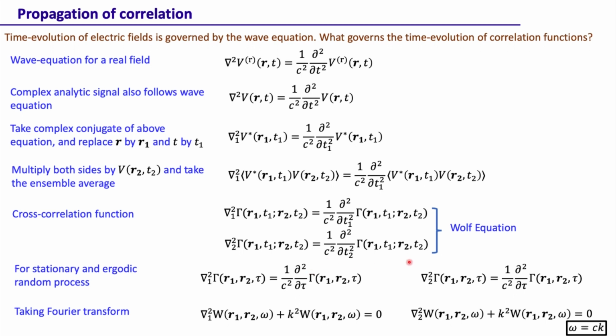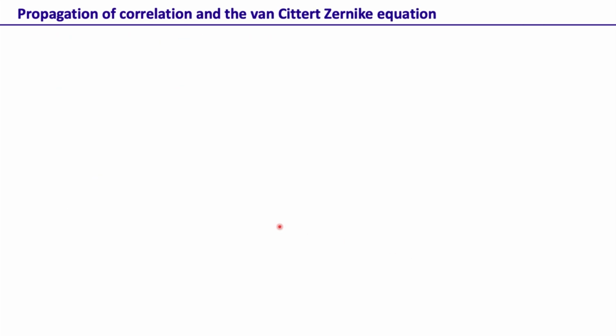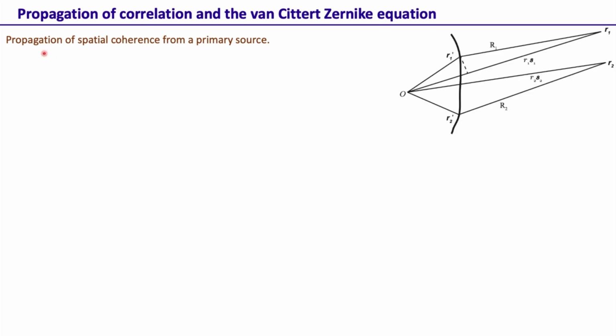But next, we also want to see how to handle propagation of correlation through an integral equation, through an integration. In this context, we will also discuss what's called the Van Cittert-Zernike equation. Here we'll get a little more particular. We want to study how the spatial coherence of a primary source propagates from, let's say, one point to another point.